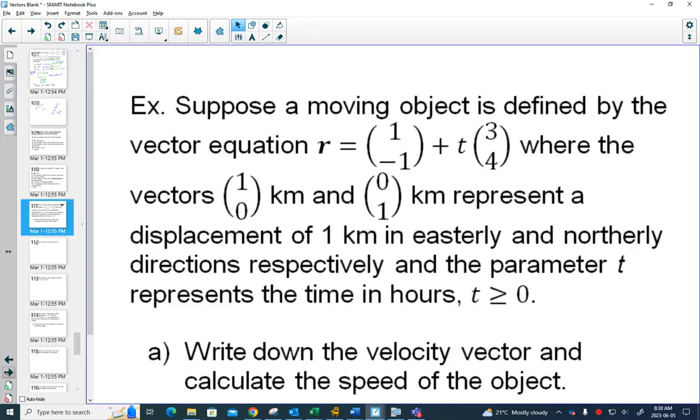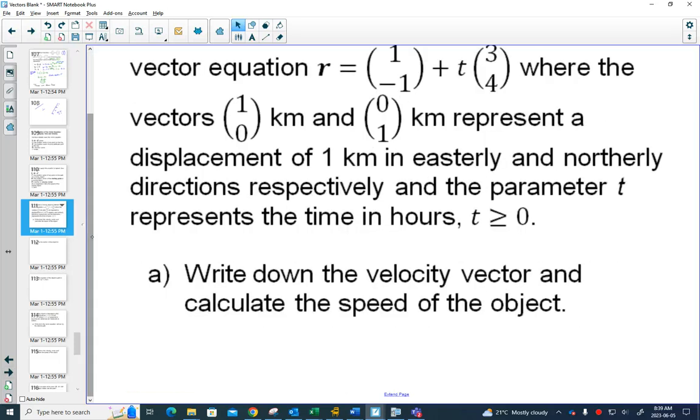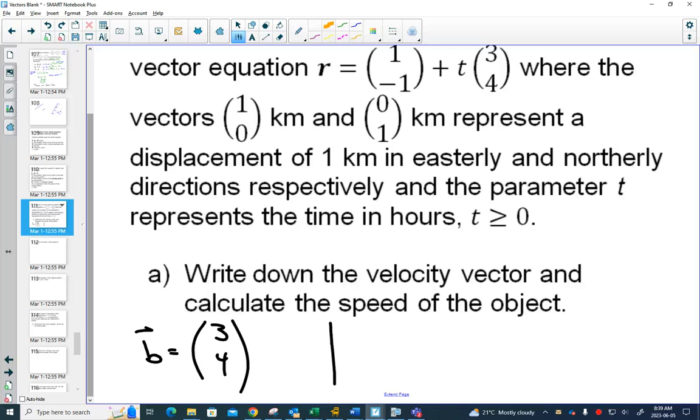So we'll start off in 2 dimensions. We've got a moving object with one vector equation there, starting at (1, -1) plus t times (3, 4). So our direction vector, (3, 4), is our velocity vector. So the first question here, write down the velocity vector. That's (3, 4). The length is the square root of a squared plus b squared. The length is 5.